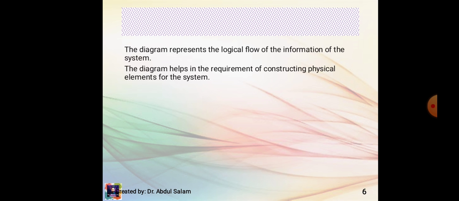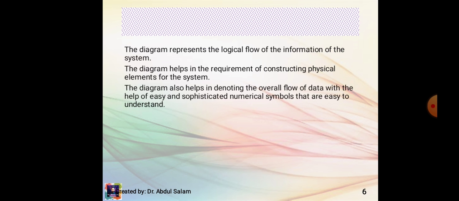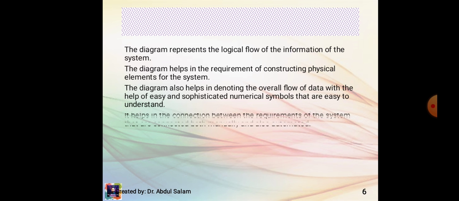The diagram represents the logical flow of the information of the system. The diagram helps in the requirement of constructing physical elements for the system. The diagram also helps in denoting the overall flow of data with the help of easy and sophisticated symbols that are easy to understand. It helps in the connection between the requirements of the system that are connected both manually and also automated.